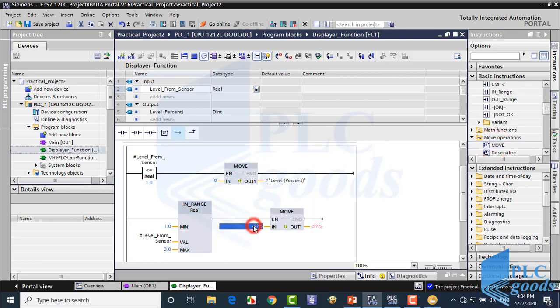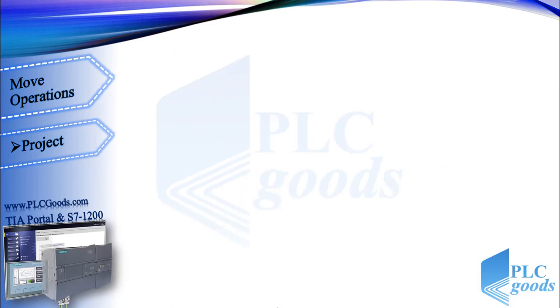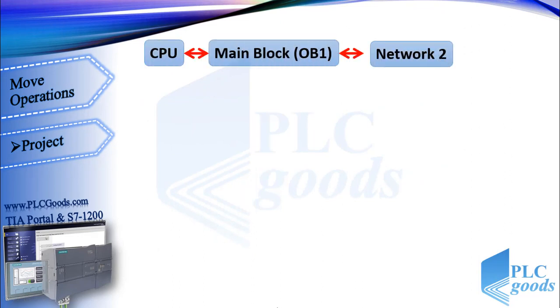In this line, when the function input is between 1 and 3, the move function sends 20% to its output. Alright, now let me show you how the CPU runs this function.